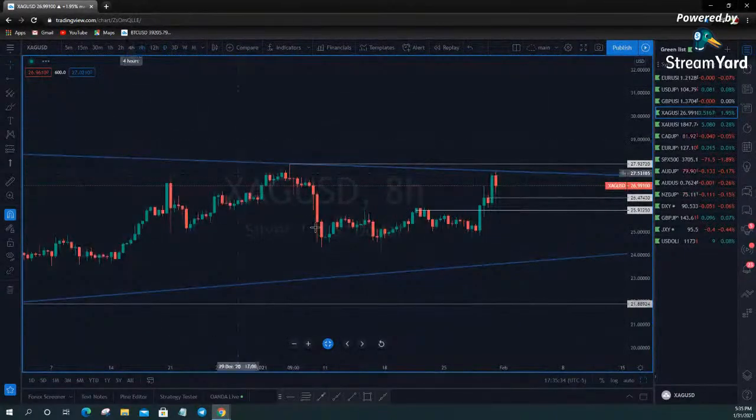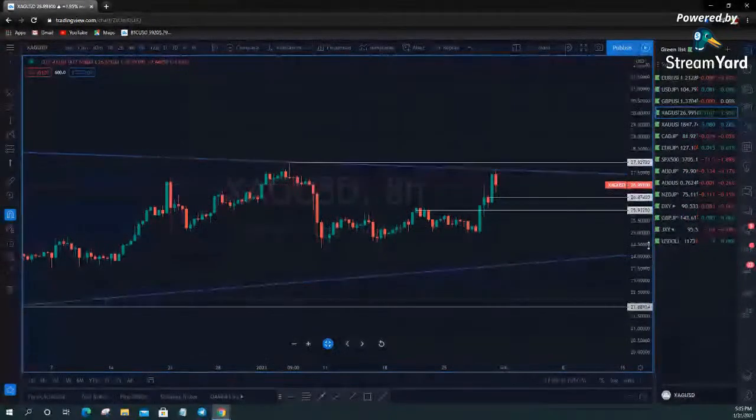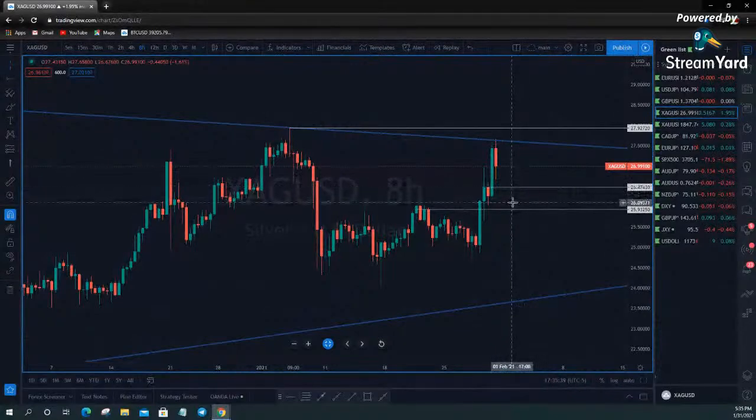This was the first 8-hour market structure level that we want to see a support hold at, 26.47, 26.430. Below that, we want to see a support test and hold of this area here, which is simply just this swing high on a weekly basis.